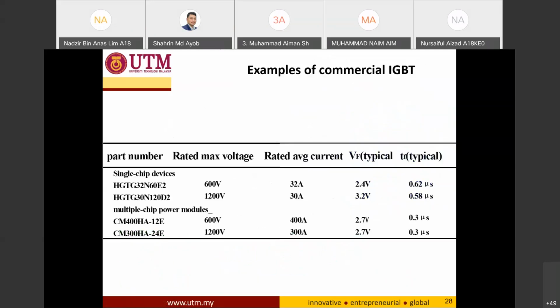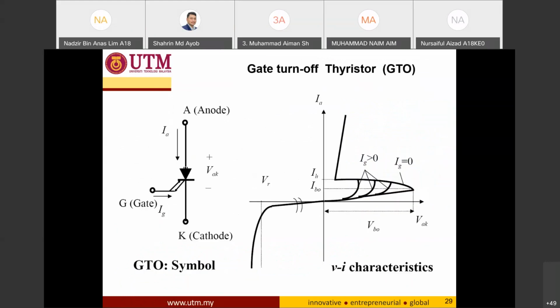So this is an example of a commercial IGBT that you can find. And this is a GTO. I don't want to discuss this GTO because, as you can see, it's similar to the SCR. But the difference is that this GTO is controllable, meaning that you can turn on and turn off this thyristor. The symbol is also not very different from the SCR, but the difference is this: you have the two arrows here, meaning that this is a GTO. It can be turned on, it can be turned off.